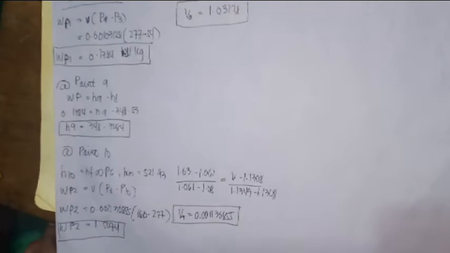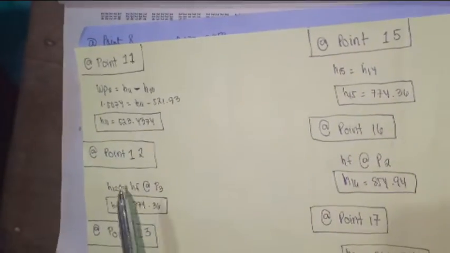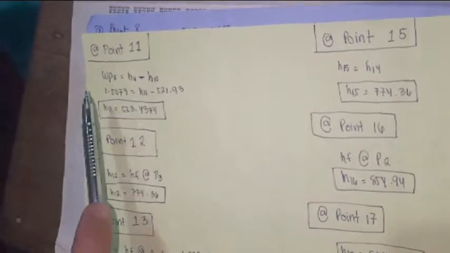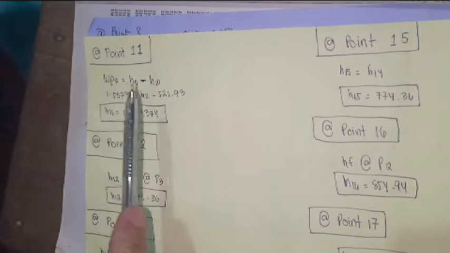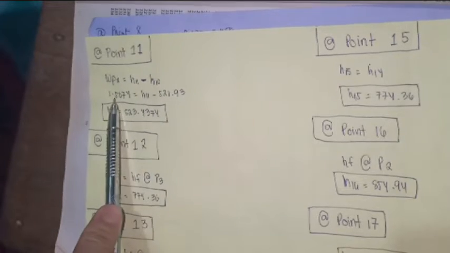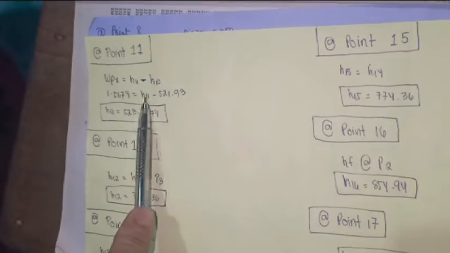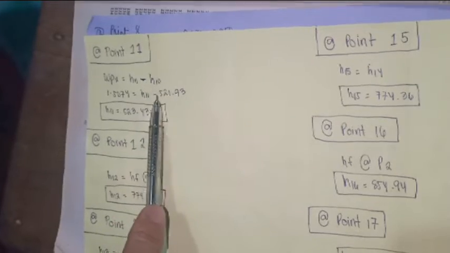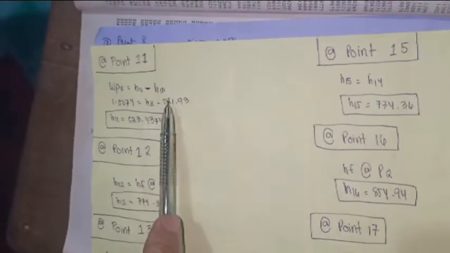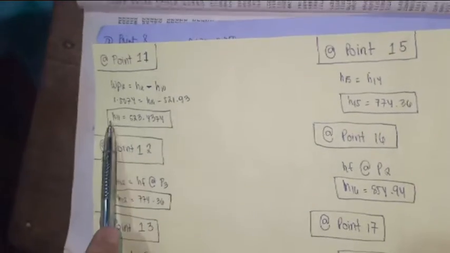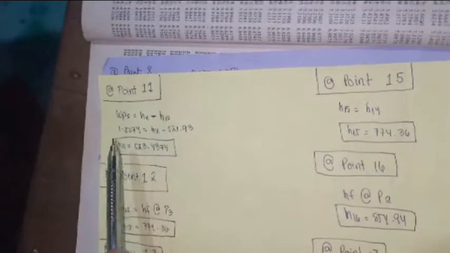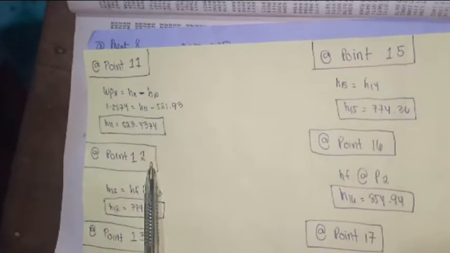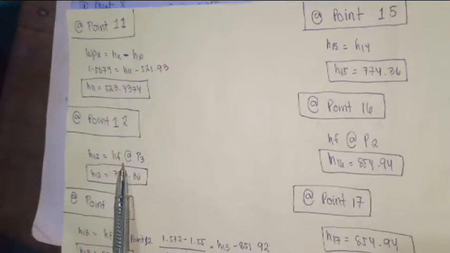So let's proceed to point 11. At point 11, we already know that the work pump 2 is equal to H11 minus H10. We already have the value of work pump 2, which is 1.5074, equal to the unknown value minus 521.93. So H11 is equal to 53.4374. At point 12, H12 is equal to HF at point 3.